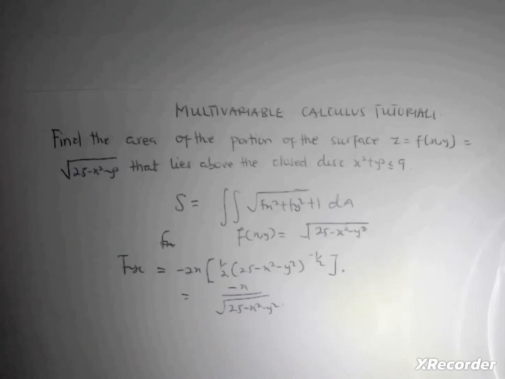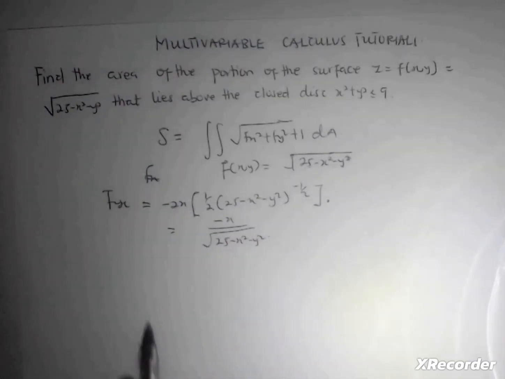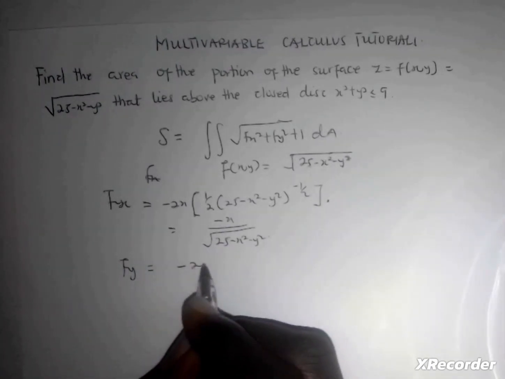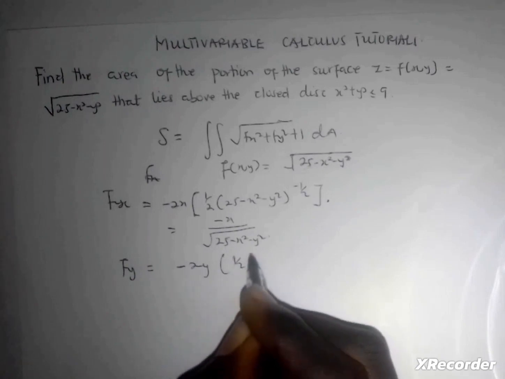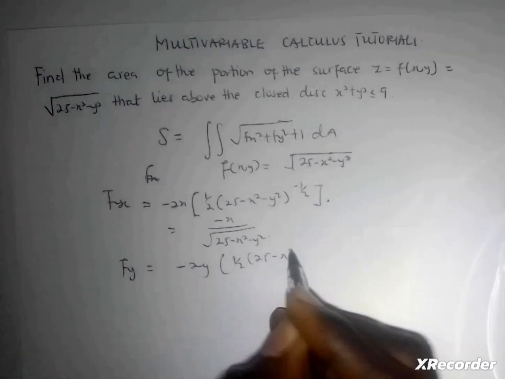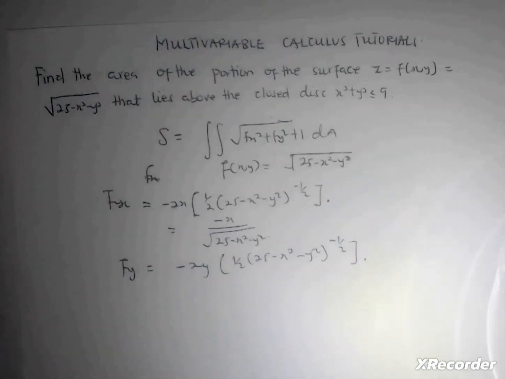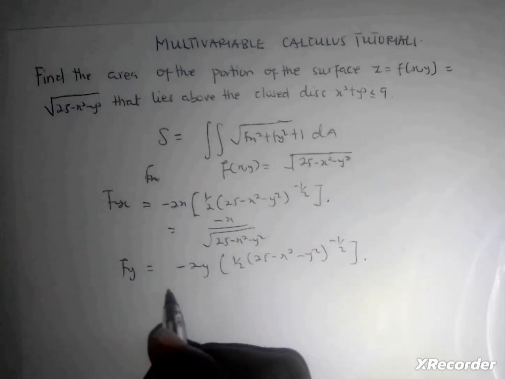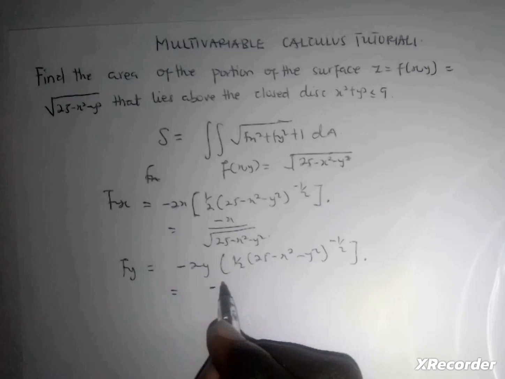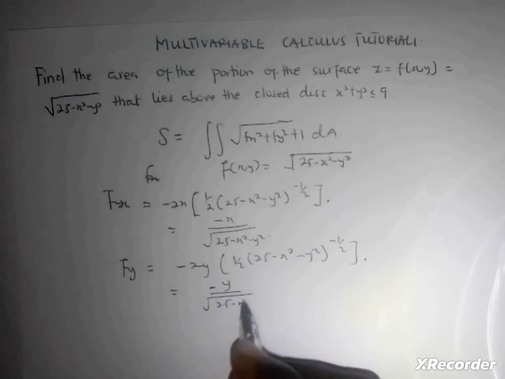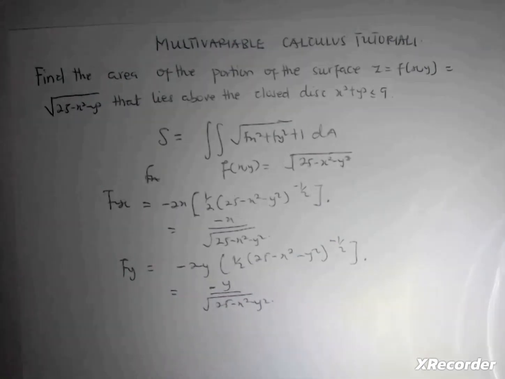Now what is my partial derivative with respect to y? My fy similarly will give me negative 2y, half, 25 minus x squared minus y squared all to the power negative half. Then this will cancel out, so I'm going to get negative y over the square root of 25 minus x squared minus y squared.